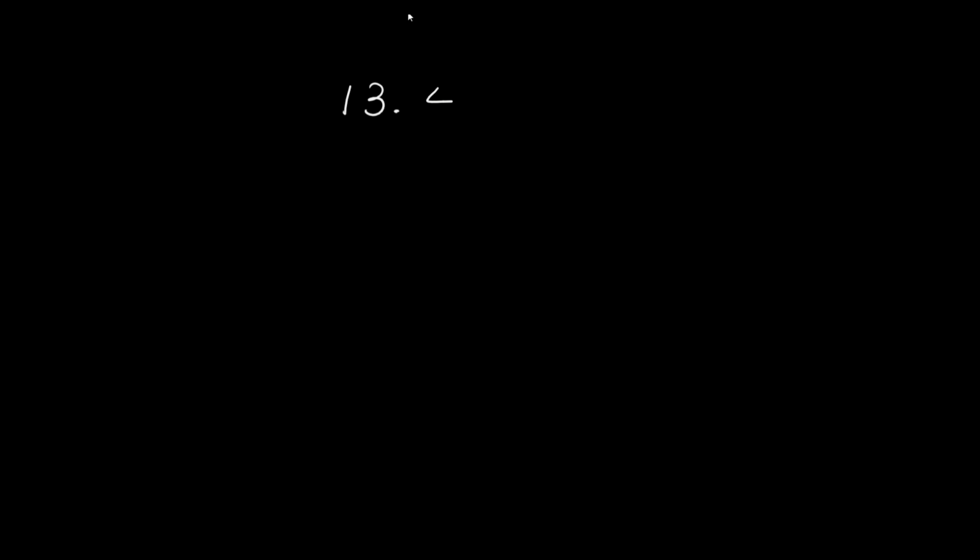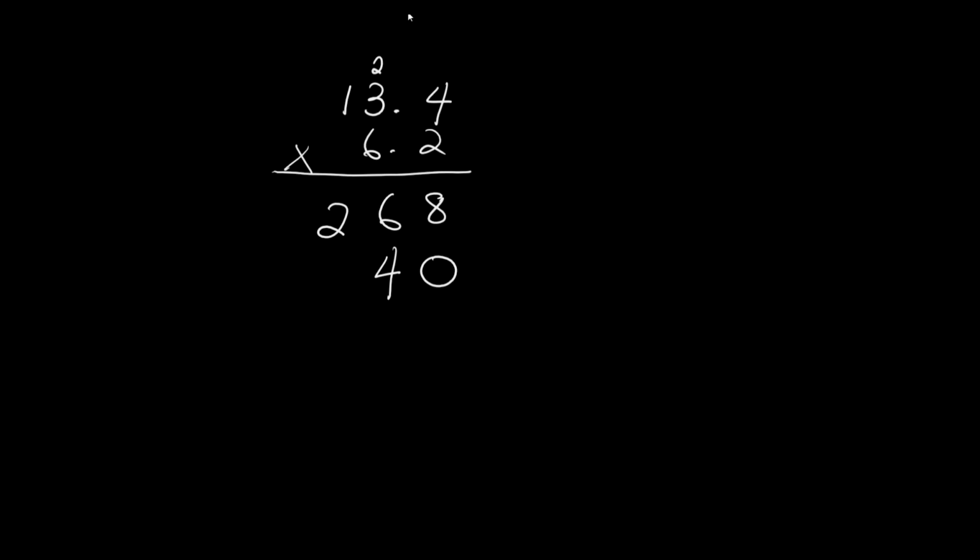13.4 multiplied by 6.2. Okay, so again, we approach as we usually would. 2 times 4, that's 8. 2 times 3, that's 6. 2 times 1, that's 2. When we skip a line, we add a 0. 6 times 4, that's 24. Carry 2. 6 times 3 is 18 plus 2, that's 20. Carry 2. And 6 times 1, that's 6 plus 2, that's 8.